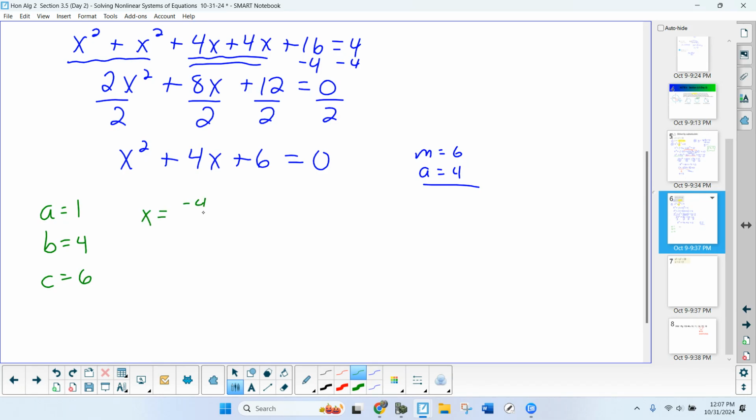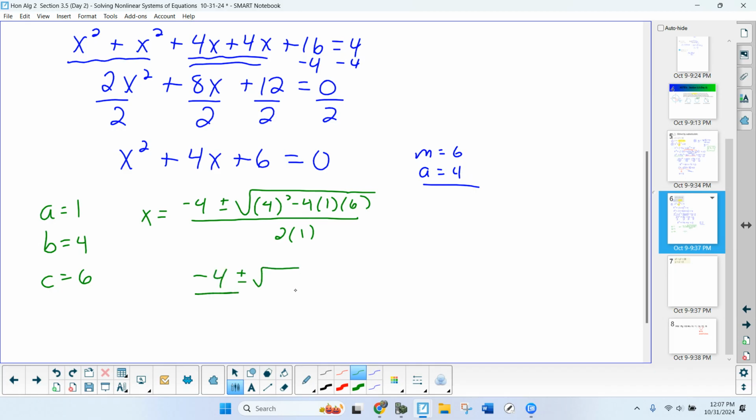Negative 4 plus or minus square root of what? 4 squared minus 4 times 6, all over 2 times 1, which is 2. Guys, what happens to your radicand? That's the number underneath the radical sign.